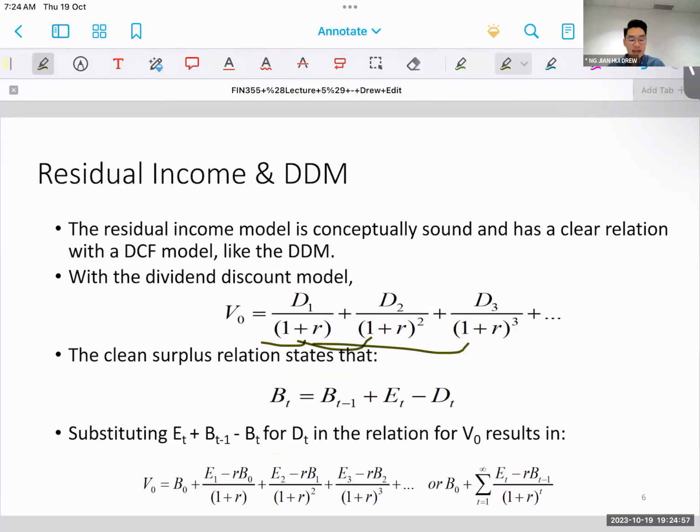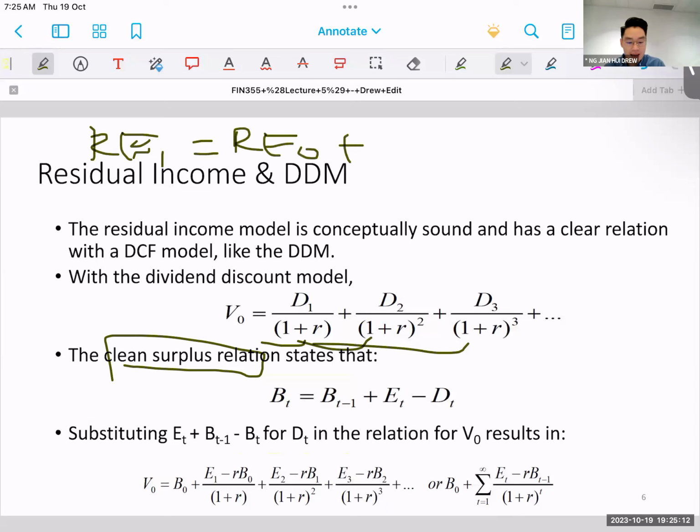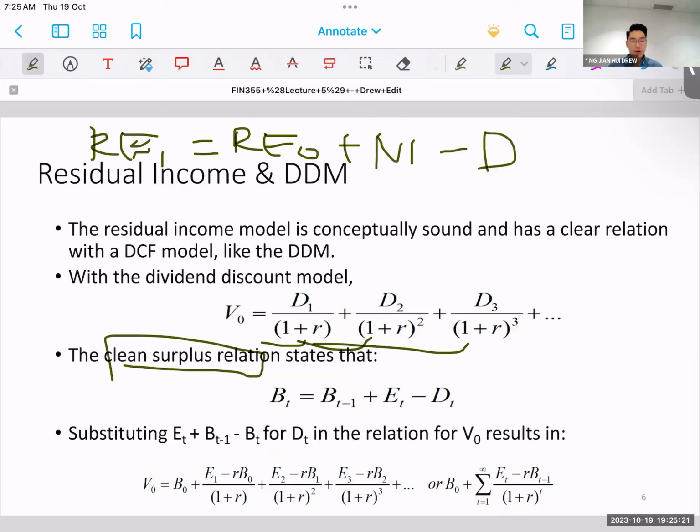And we understand the clean surplus relationship. Recall the clean surplus relationship is simply the retained earnings formula. I'm just going to write here, RE1 equals the retained earnings in year 0 plus net income minus dividends, right? So your clean surplus relationship is basically the same thing as a retained earnings relationship.